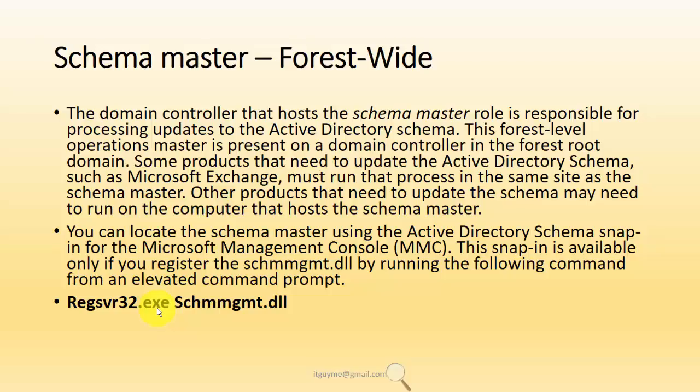This role is also a hidden role, right? So it's not like the other roles that we can transfer directly. For this role we have to unhide it first and then transfer. For that, this is the command we run in the Run box: regsvr32.exe schmmgmt.dll. If it shows successful, this means now it's unhidden, and schema master can be accessed directly from MMC, right?